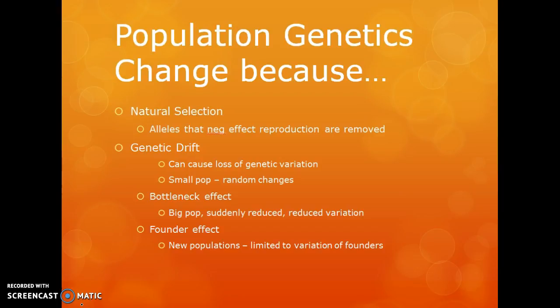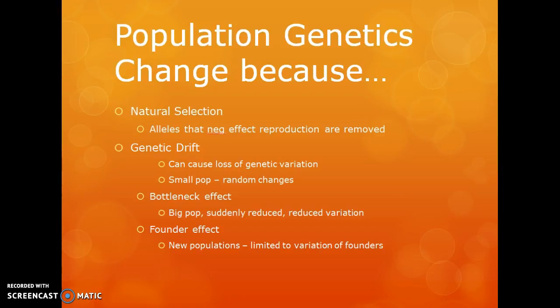And populations change over time. They go through evolution, through natural selection, but they also go through random changes, which we're going to see on this slide. So population genetics can change for a number of reasons. One, natural selection is always acting. Natural selection is a process through which alleles that negatively affect reproduction are removed.